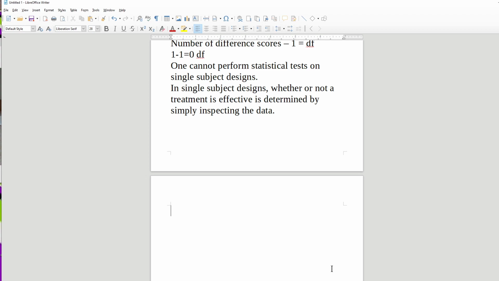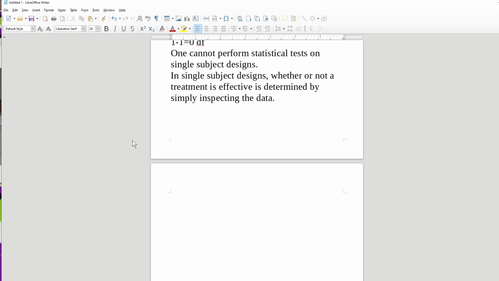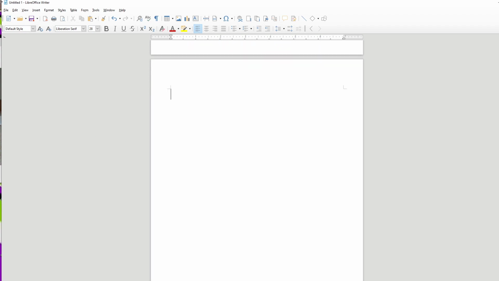So what we're going to talk about now is the types of single subject experimental designs. Let's spell things right. Designs. Okay, types of single subject experimental designs. Now, there are going to be 3 of these experimental single subject designs we're going to talk about.